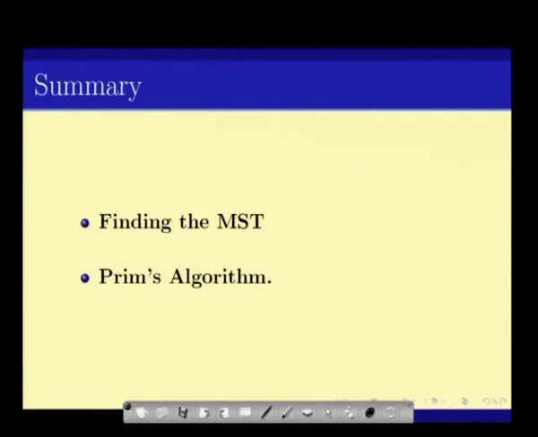In this lecture, we looked at the minimum spanning tree problem and Prim's algorithm, which is a new algorithm. We come to the end of graph algorithms. In the next few lectures, we will be looking mostly at some other non-graph algorithm problems.